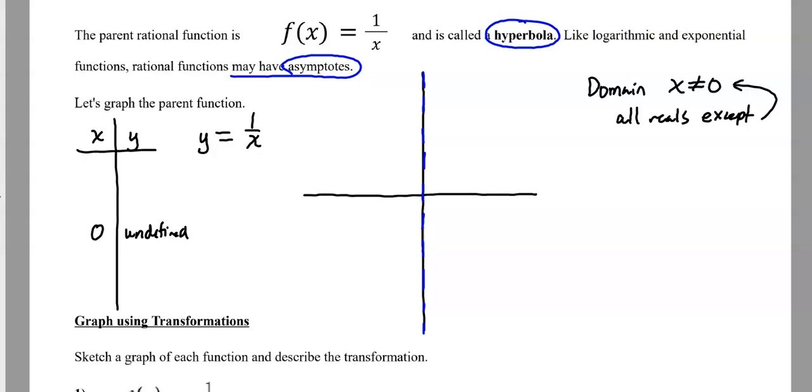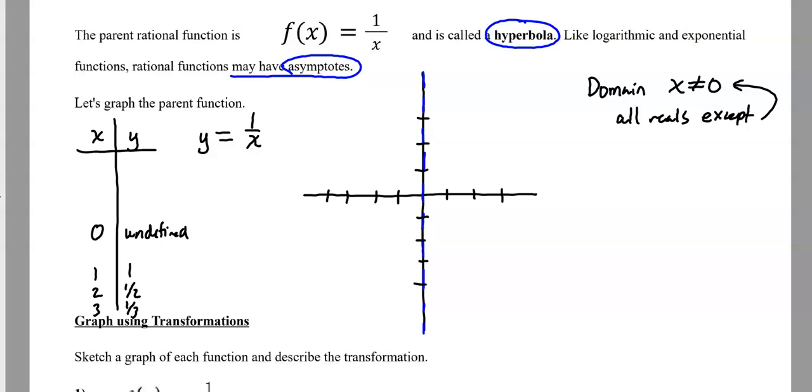Let's pick something else. Let's put a 1 in there. Well, 1 over 1 would be 1. If I put a 2 in there, 1 over 2 is a half. If I put a 3 in there, 1 over 3 is a third. And if you kind of start gridding this thing out, just got to go a few spaces in each direction.